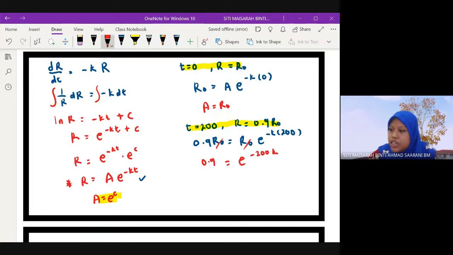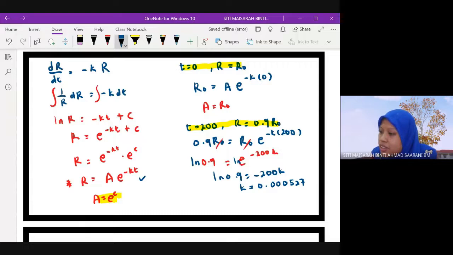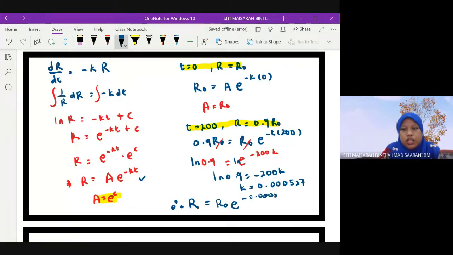So jadi macam mana nak dapatkan k ni? Kena hilangkan e tu. Kena ln both side. So jadi kita dapat negatif ln 0.9 sama dengan negatif 200k. So jadi k sama dengan 0.000527. Betul tak? 3 kosong kan? Okay. So finally kita punya r adalah r equals to r0 e kuasa negatif 0.000527t. So ni kita punya r lah.